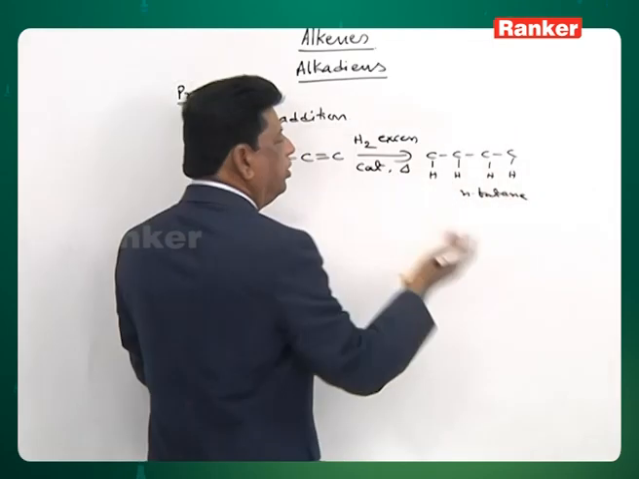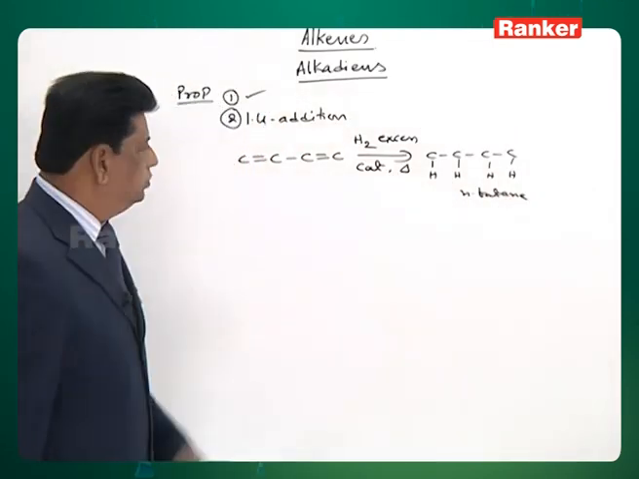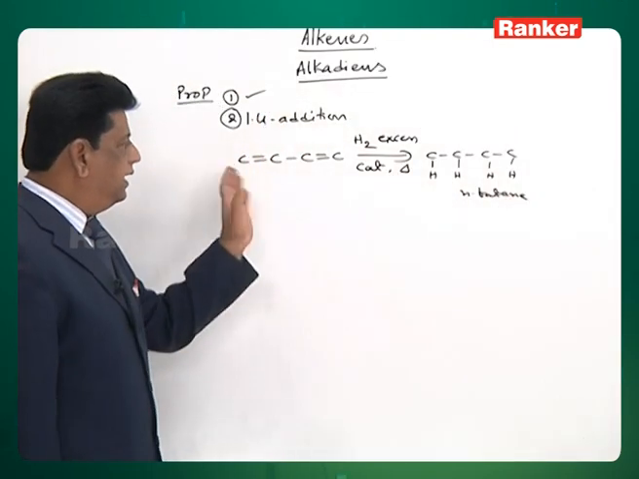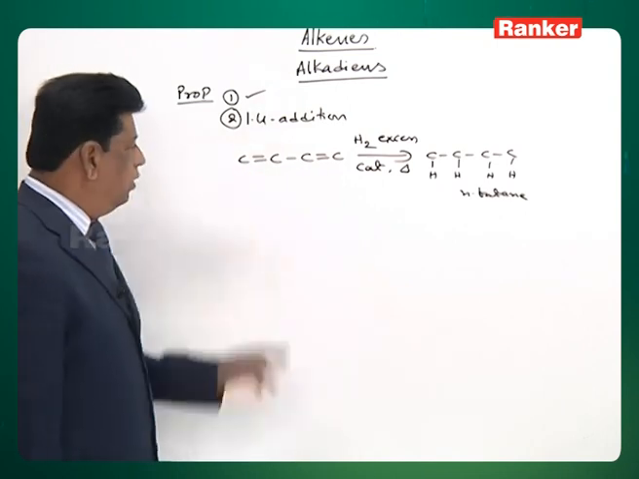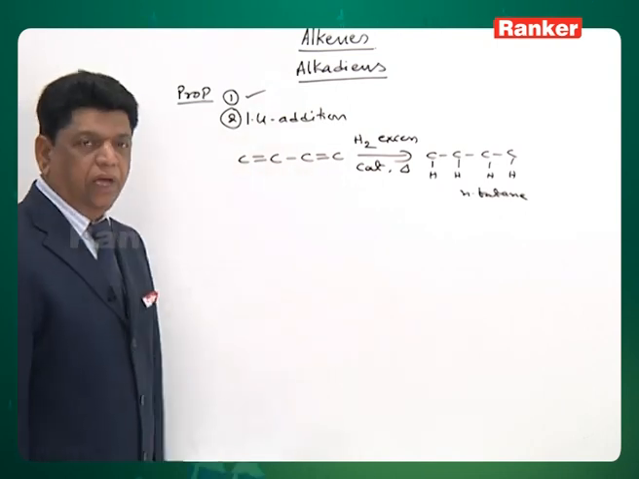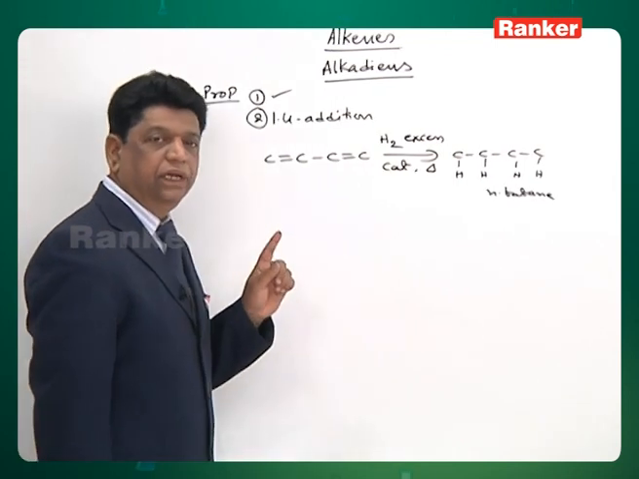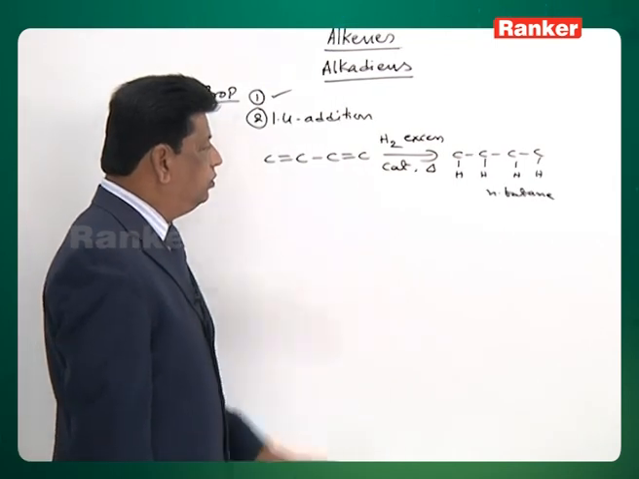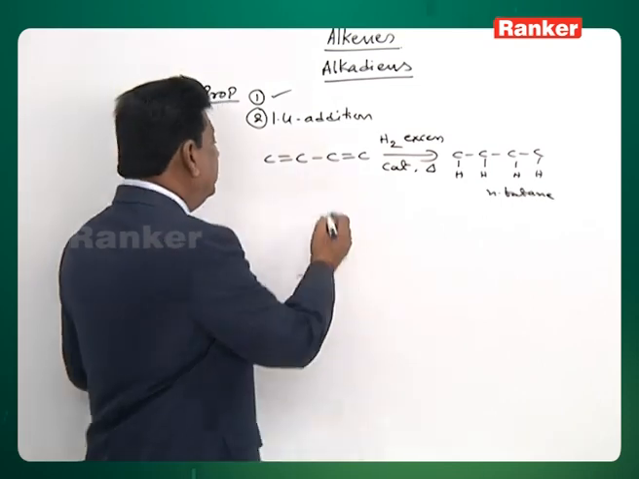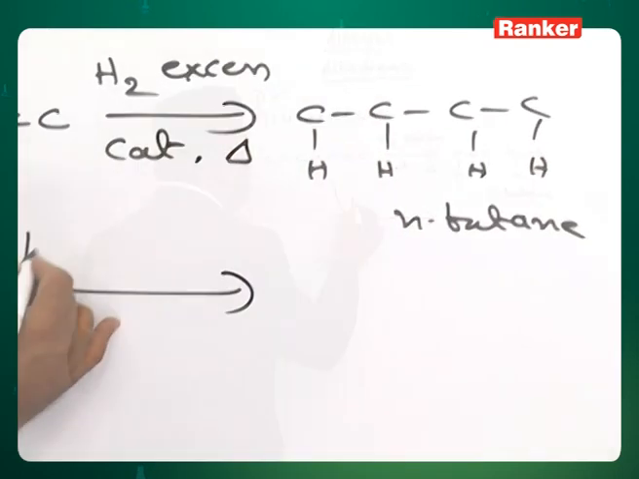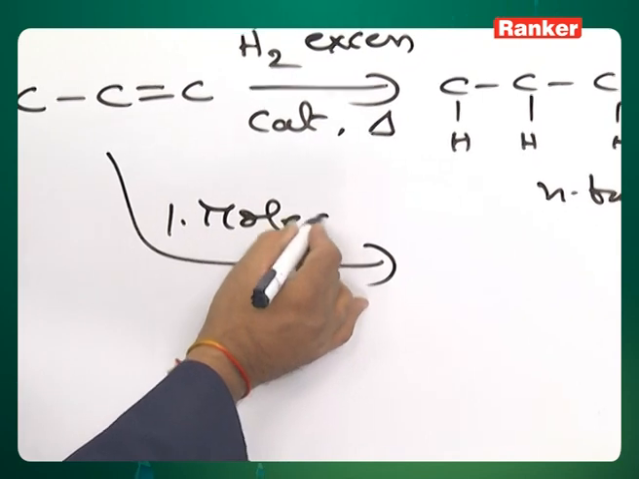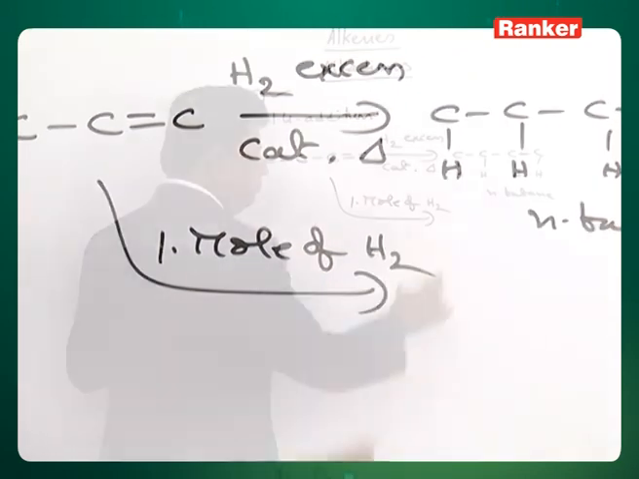For this, there is no more discussion, because 2 double bonds are there, excess hydrogen is added, and both are consumed. So 1,3-butadiene becomes n-butane. This is called excess hydrogenation, which leads to total saturation. But the problem is with 1 mole, only 1 mole of hydrogen.